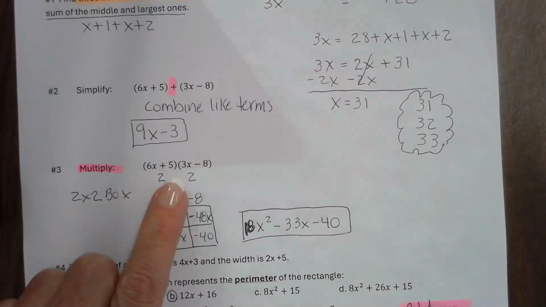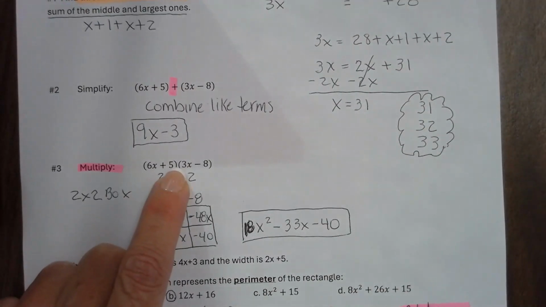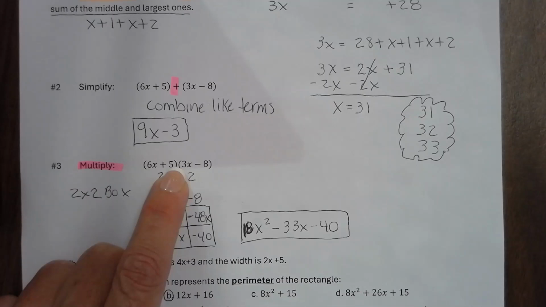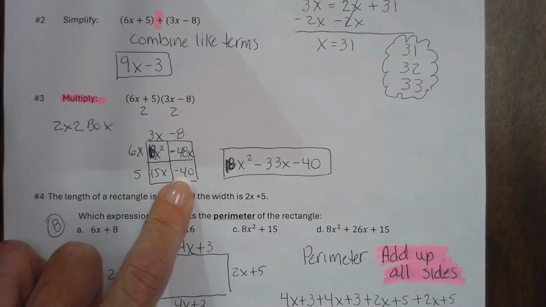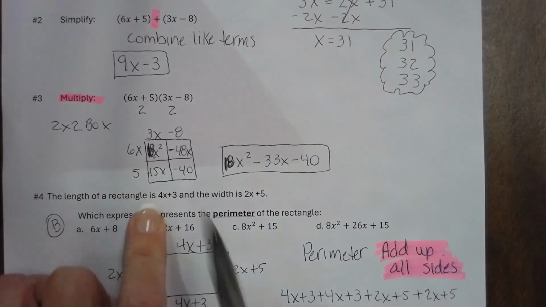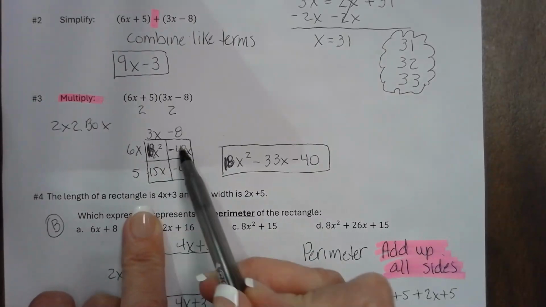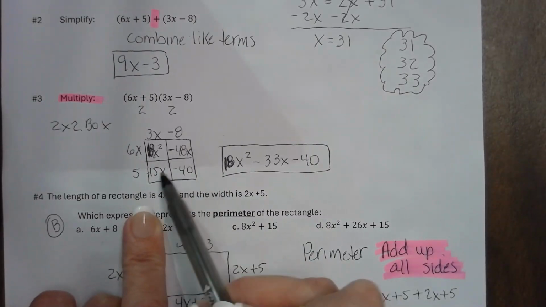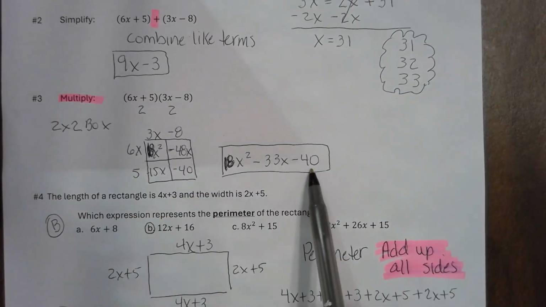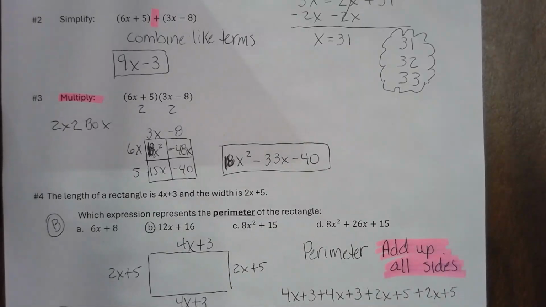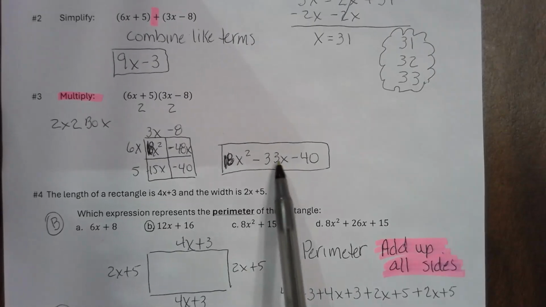Okay, this does not have an addition symbol in between the parentheses, so that means this is a multiplication problem. It's 2 by 2, so I need a 2 by 2 box. And then I simplify, I combine like terms here, because these terms are alike, and my answer is 18x squared minus 33x minus 40. I noticed some of y'all on your exit tickets are writing these out of order.